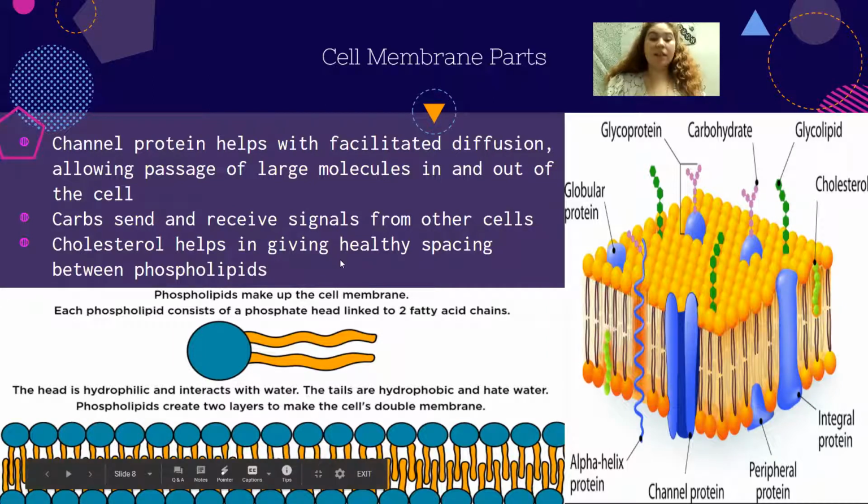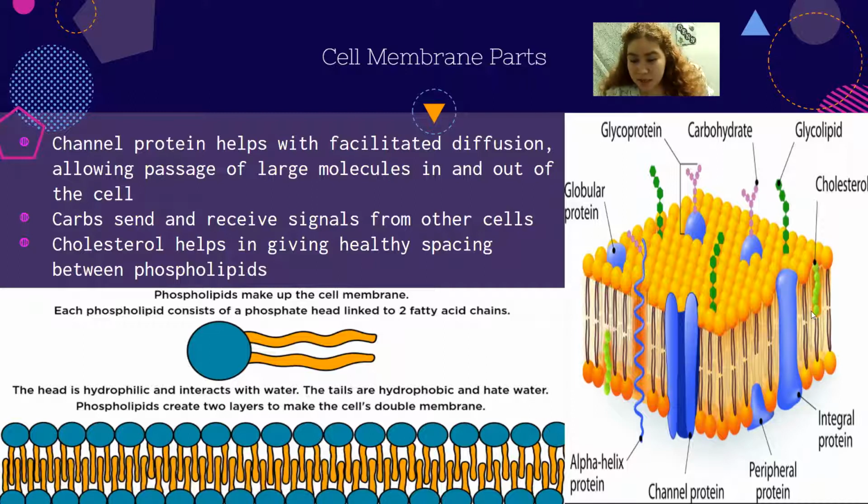Cholesterol helps in giving healthy spacing between the phospholipids. So cholesterol are these little green chains here. That again, fatty, it's a lipid. It helps add to the flexibility of that cell membrane. And phospholipids make up the cell membrane.